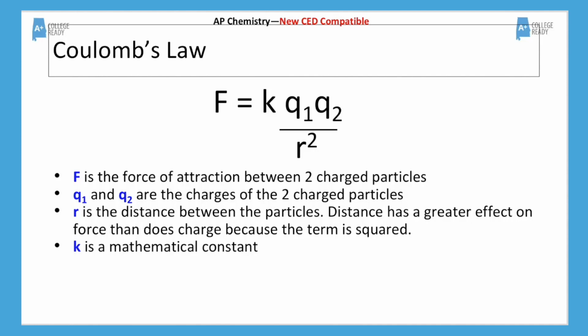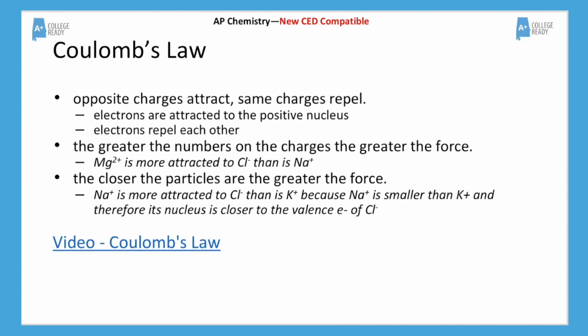Again, we're not going to be solving this. Okay, so this is kind of what I just said. Opposite charges attract, same charges repel. Okay, so electrons are attracted to the positive nucleus, but electrons do repel each other. And that already came up once when we were talking about the atomic size and ionic size difference between a neutral atom and an anion.